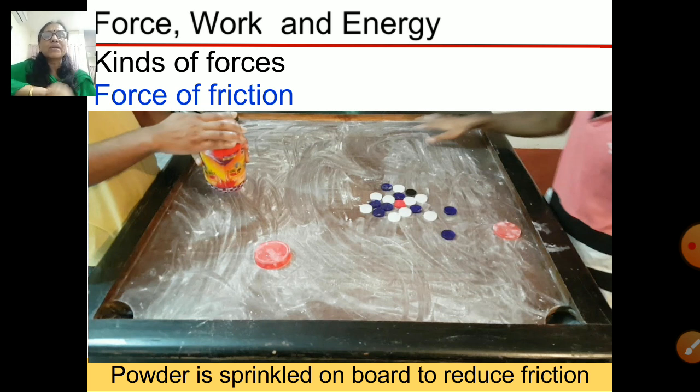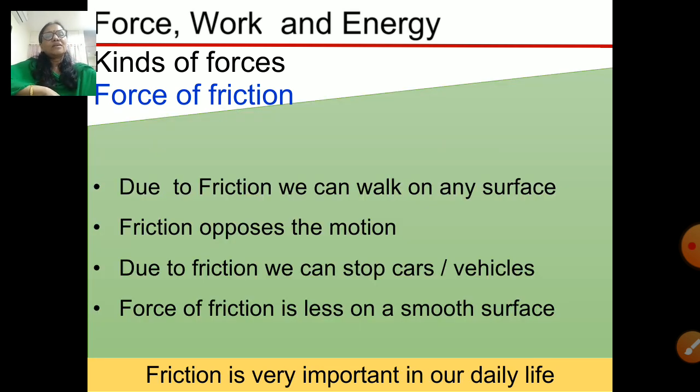So a powder is sprinkled on the board to reduce the friction. Understood? As I told you, the smooth surface does not have more friction. It has less friction. So here we do not need more friction because we want to move our coins. Yes, you want to move your coins and you want to win the game. So you put the powder on the carom board. Yes, this is all about the force of friction, right?